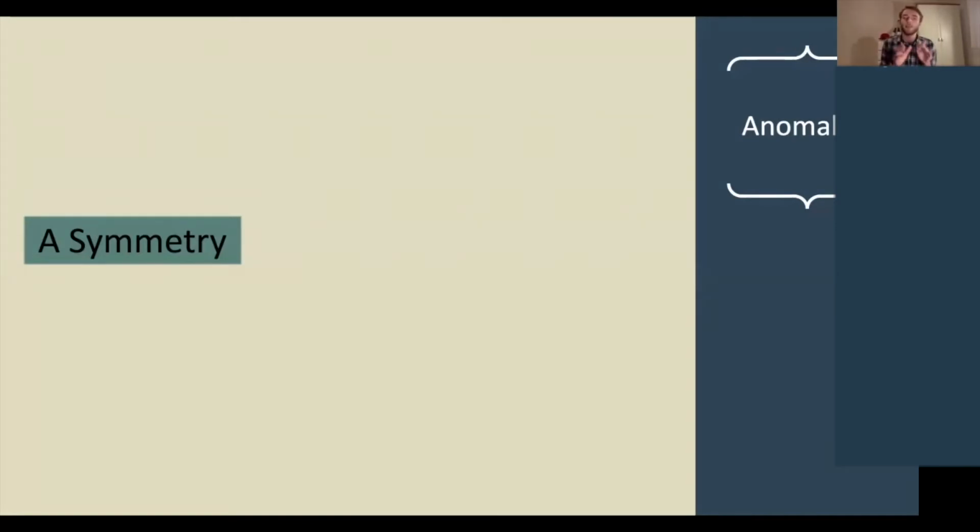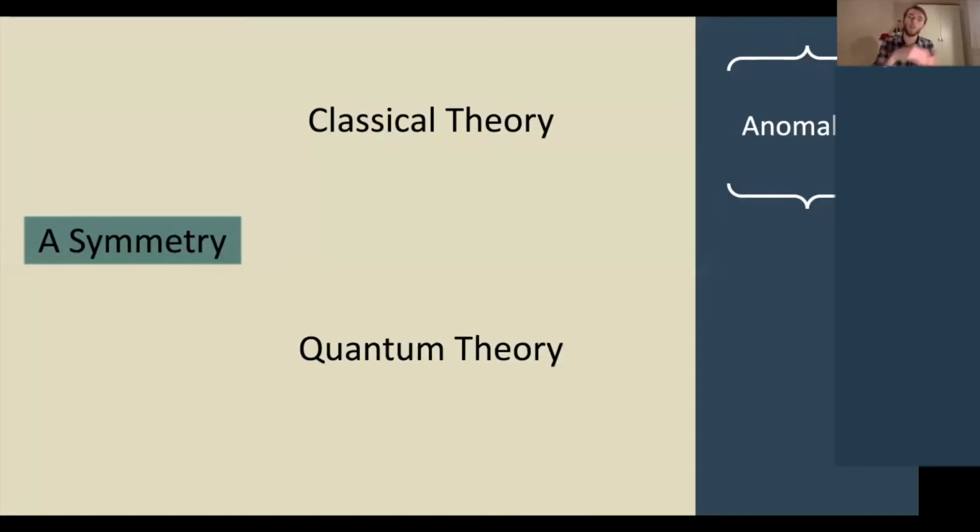So for these types of anomalies, you have a symmetry, and that symmetry can act on certain things. For example, it can act on your classical theory. So it can act on your action or your Lagrangian, and that action and Lagrangian can be invariant under your symmetry group. It can also act on the quantum theory, but your quantum theory contains slightly more information than your classical theory. Instead, as well as just having the action and the Lagrangian, it also contains the path integral measure.